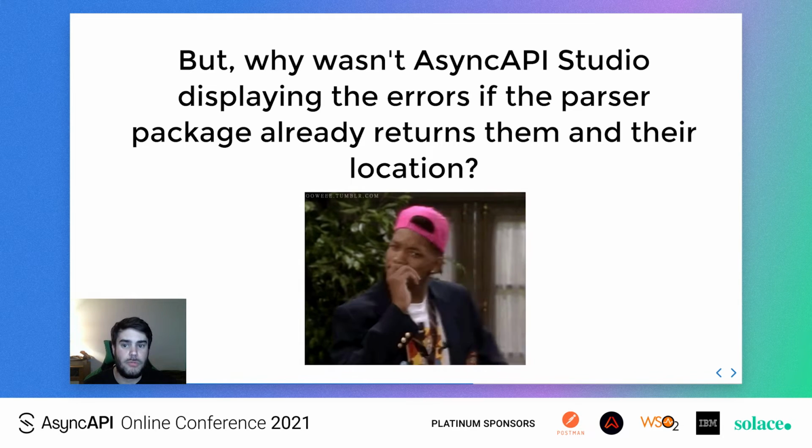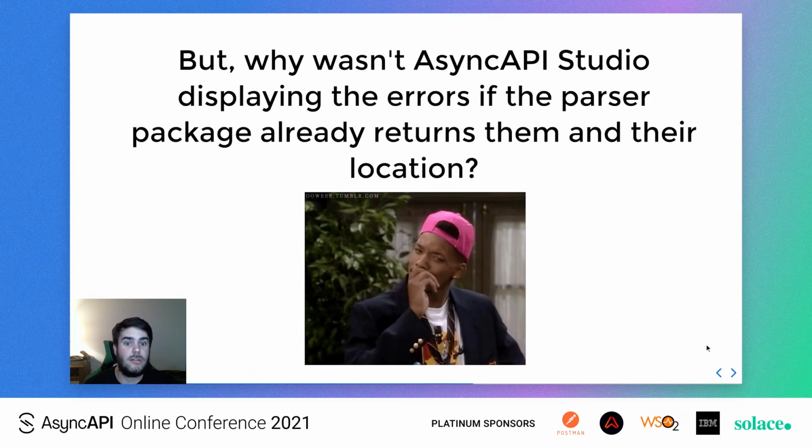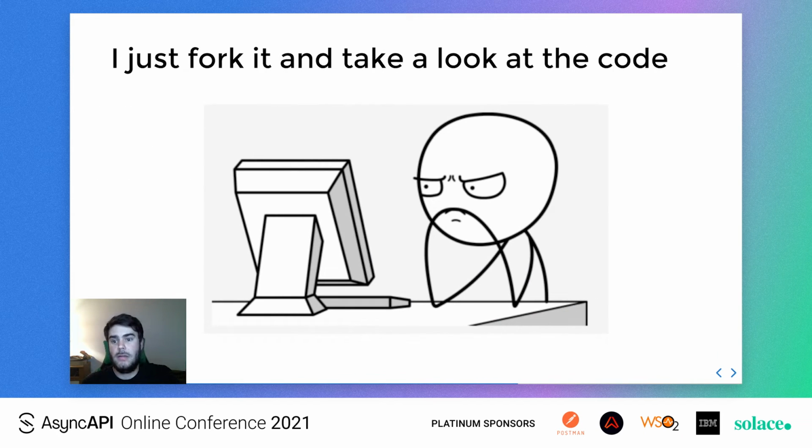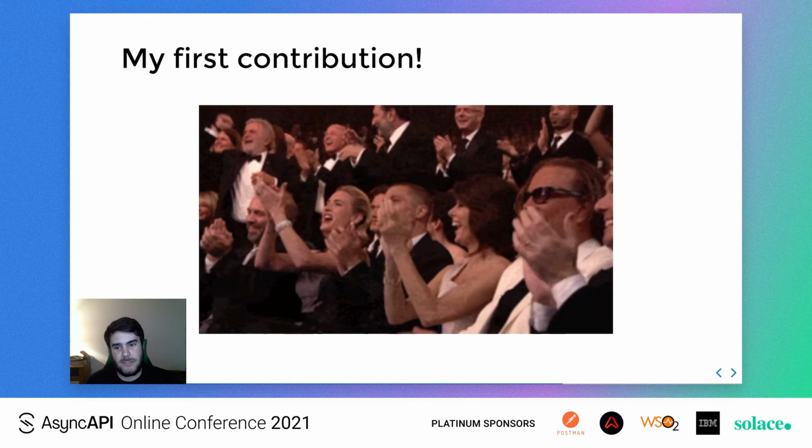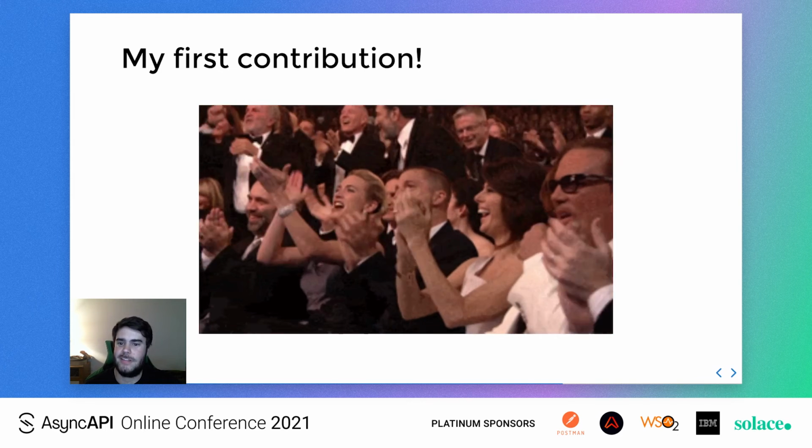I was curious about this, and I decided to take a look at their code and see what's going on. What I found was that at some point the parser was updated and changed the way the errors are thrown, but the studio didn't adapt its code to handle them. So I fixed it, and that's my first open source contribution.